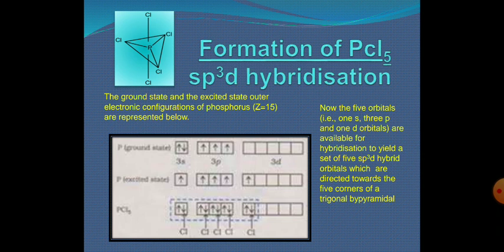So if we consider the total formation in the block diagram, we can say that in the mixing and recasting there is a formation of 1 s orbital, 3 p orbitals, and 1 d orbital, and by combining all these, sp3d hybrid orbitals are formed. So this is the formation of sp3d hybridization for PCl5.